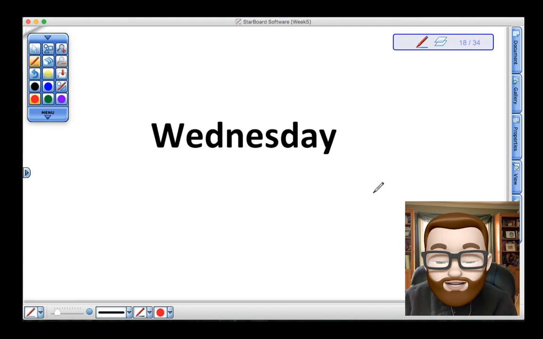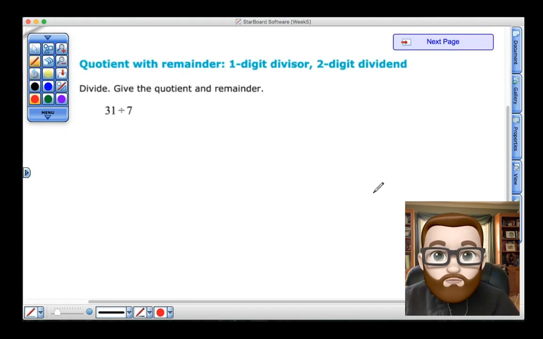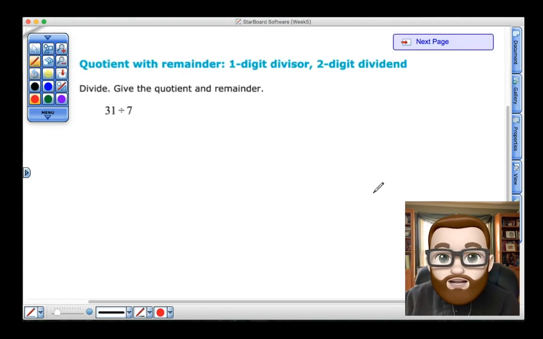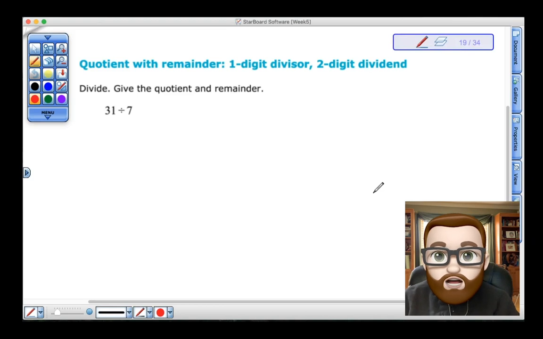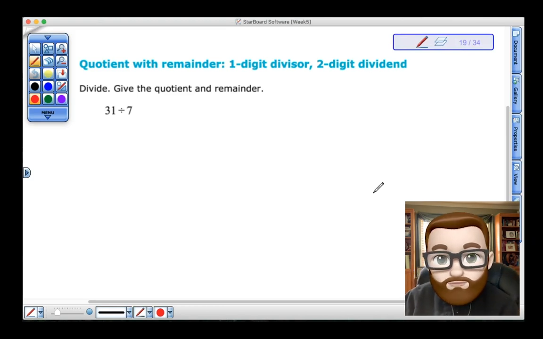So let's jump into today's lesson. We're going to be working with division again. This time some more equations that are a little bit more challenging than we had yesterday. So to start off with, we have this equation here. It says 31 is being divided by 7.